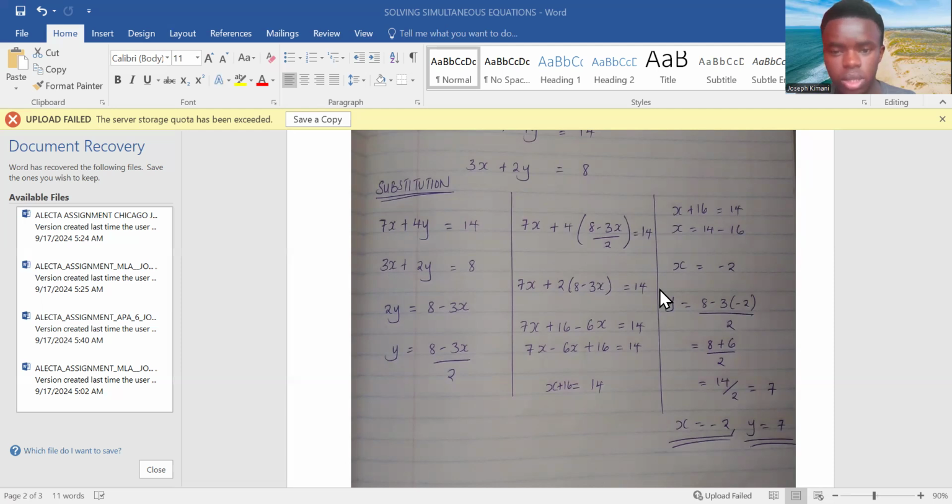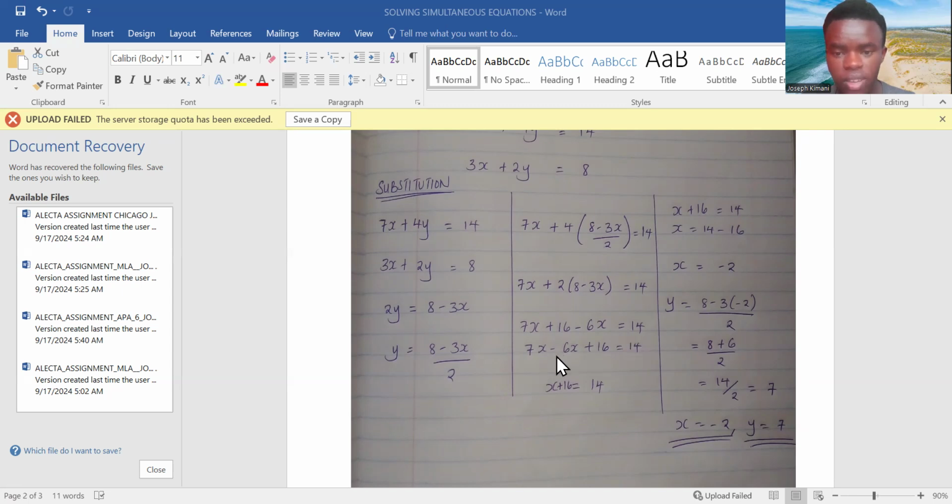So when I continue solving my equation here, you'll get 7x plus, now if I open the brackets, 2 times 8 is 16, 2 times negative 3 is negative 6. So 7x plus 16 minus 6x is equals to 14. Now 7x minus 6x plus 16 is equals to 14.